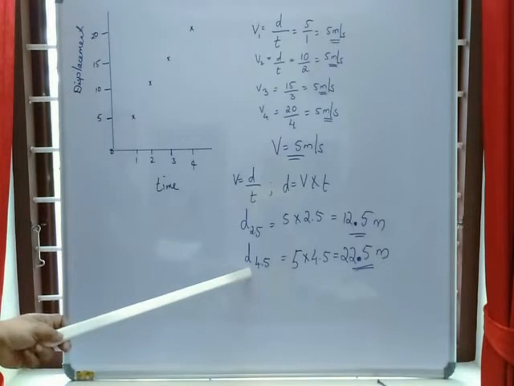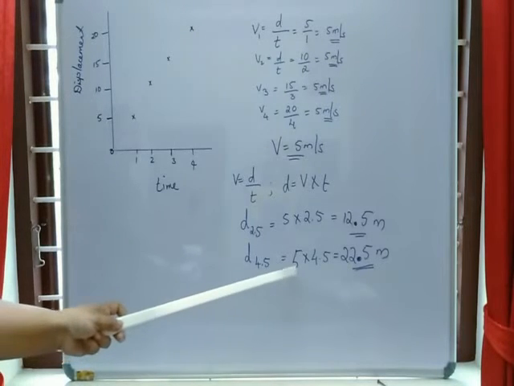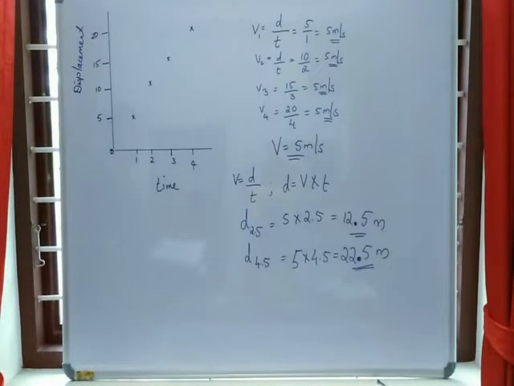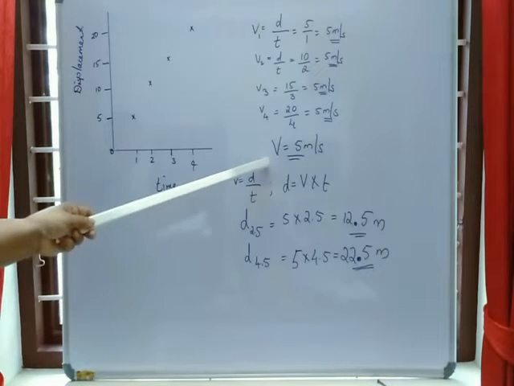Then for the second one, you are asked to calculate the displacement at 4.5 seconds. So displacement is equal to 5 into 4.5. You will get 22.5 meter. So we calculated the average. First we draw the diagram, the displacement time graph. Then we calculate the average velocity, 5 meter per second.